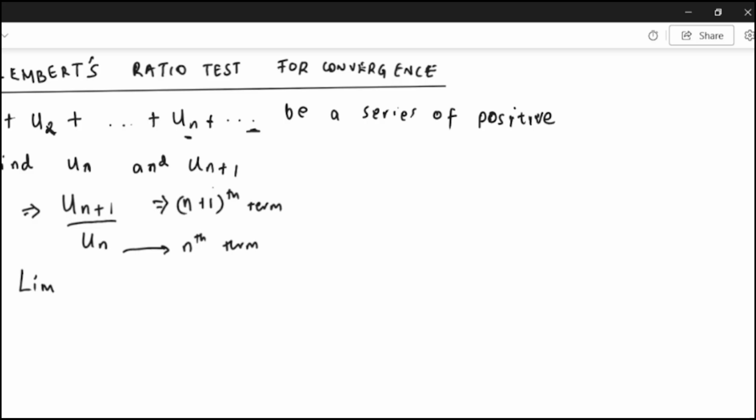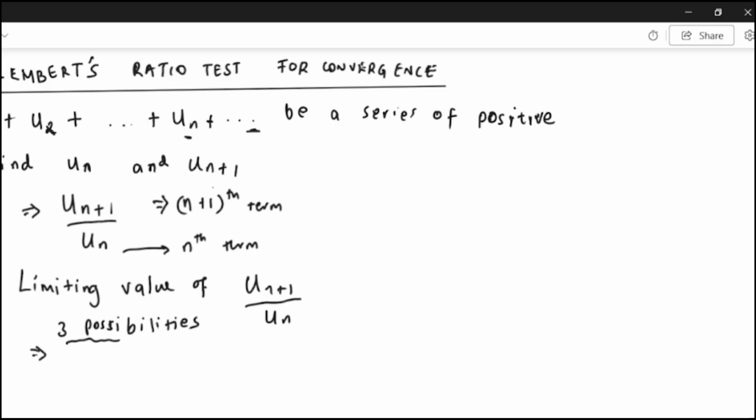After getting that ratio, you get the limiting value, or in short, you just get the limit. Now you get the limiting value of the ratio, the limiting value of un plus 1 over un. Now we have three possibilities: one where it's less than 1, one where it's equal to 1, and one where it's above 1.